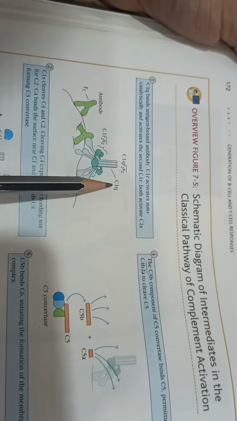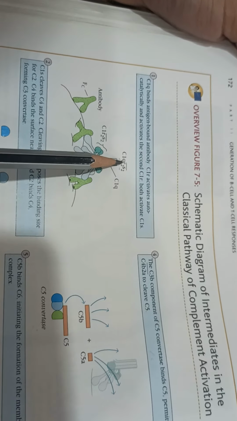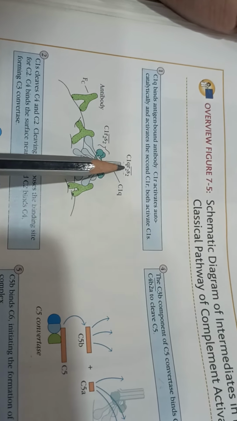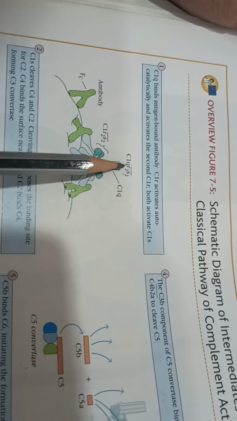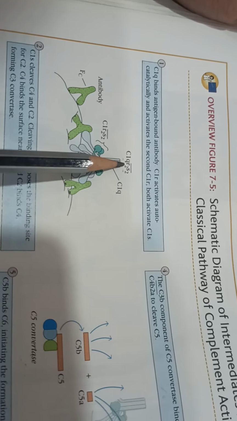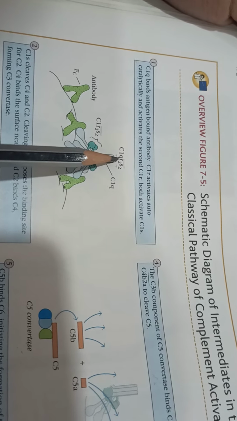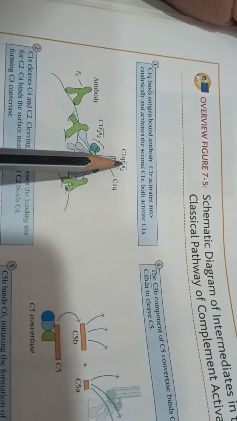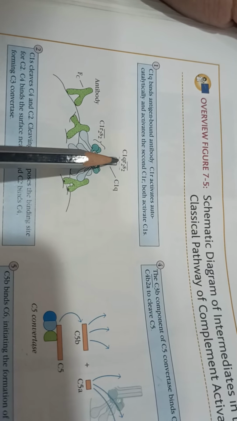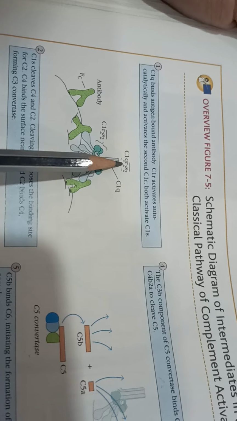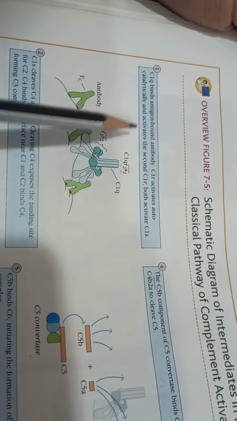So basically first what happens is C1R, one moiety of R, undergoes autocatalysis, and this is going to activate the second C1R. So the first C1R which has undergone autocatalysis and the second C1R which has got activated by the first C1R, these two are going to activate C1S.